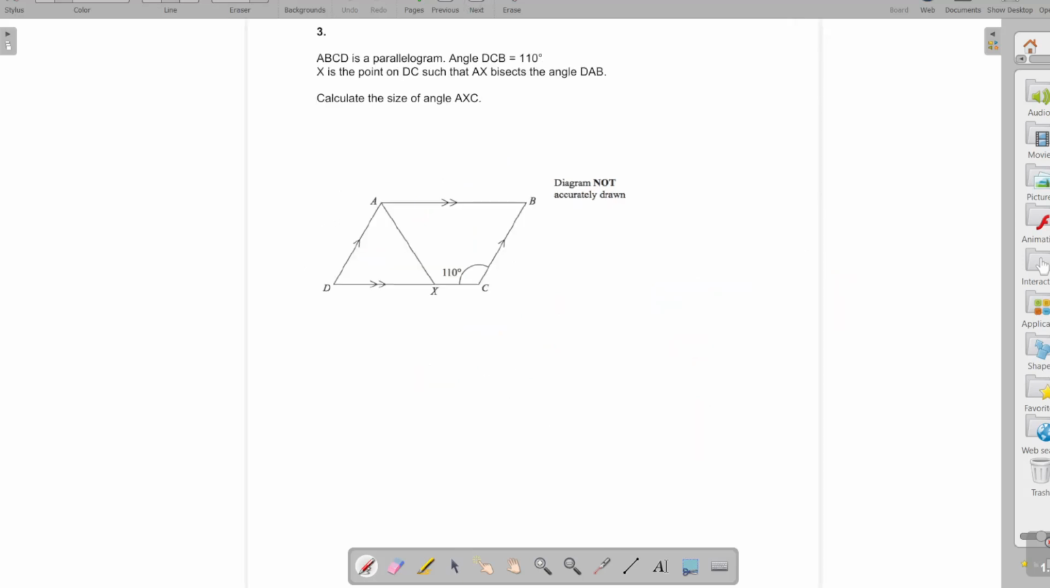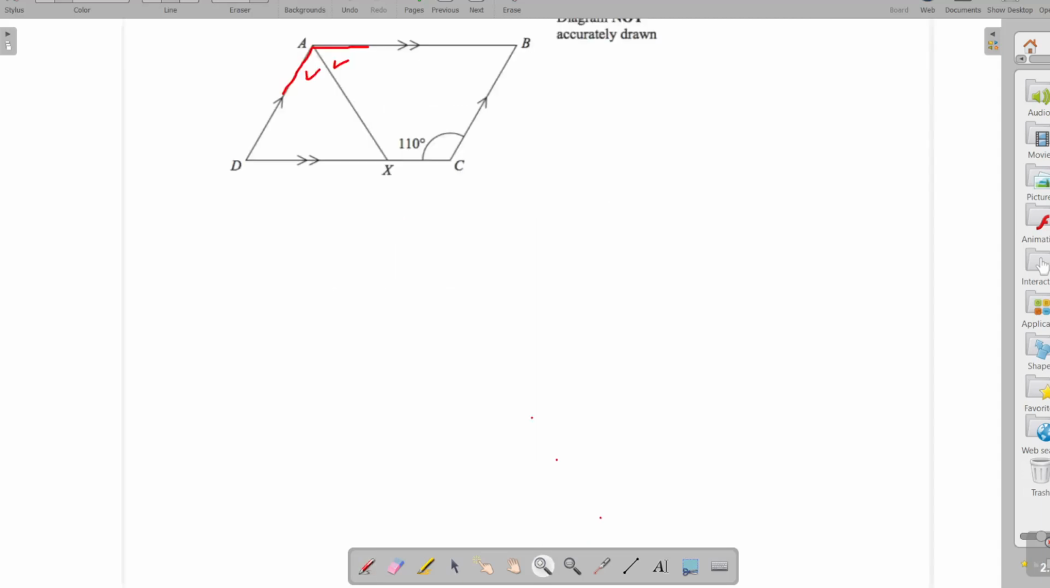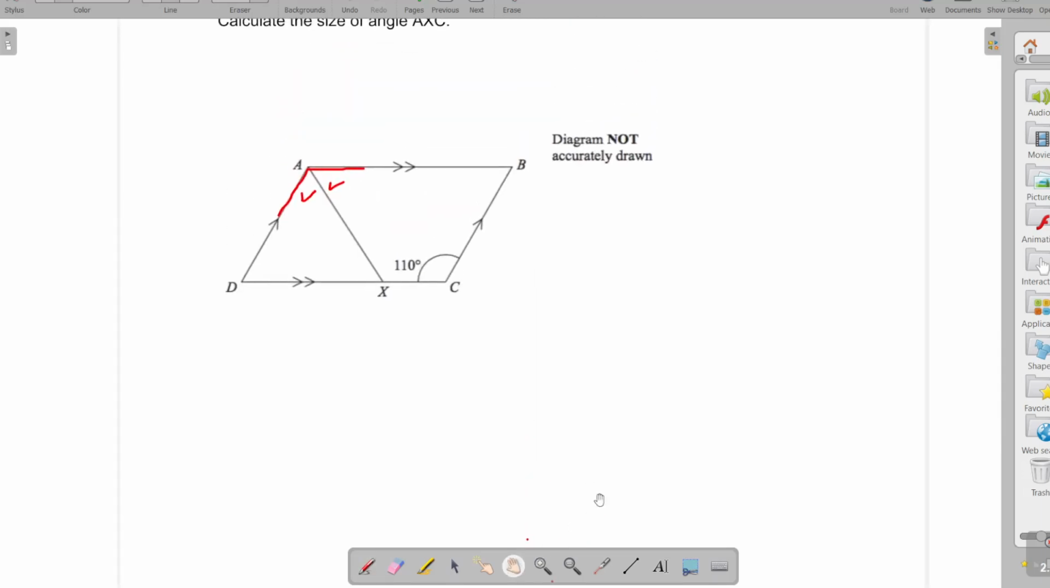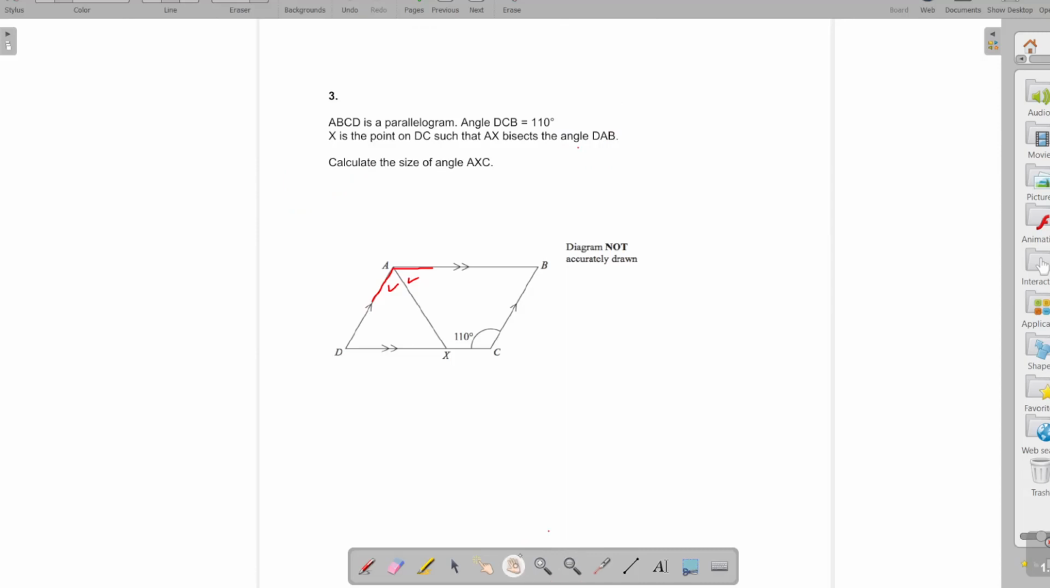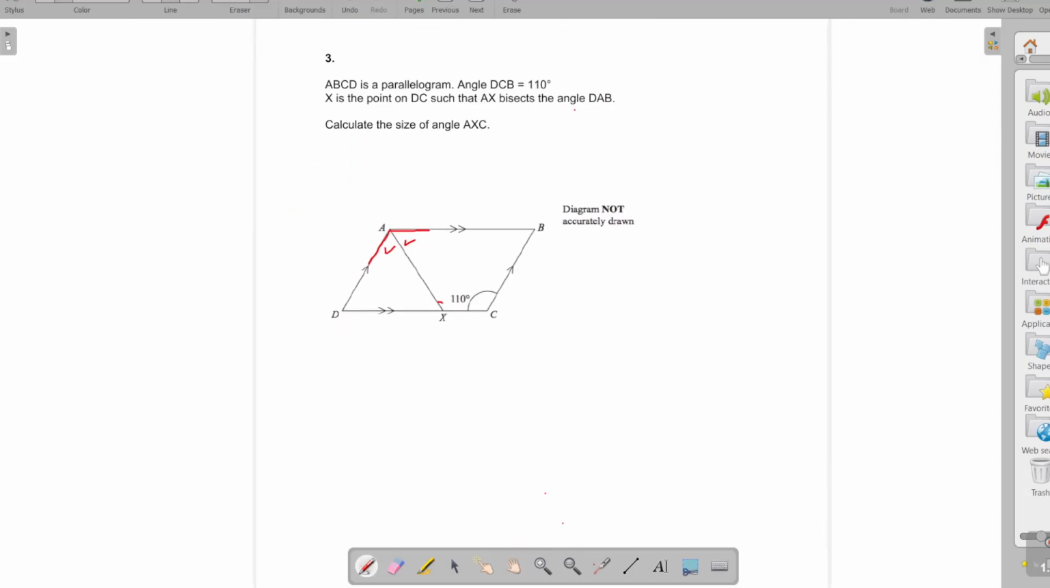Question 3. ABCD is a parallelogram. Angle DCB is 110. X is the point on DC such that AX bisects the angle DAB. So this is equal to this. Calculate the size of the angle AXC. This is what we need to find.